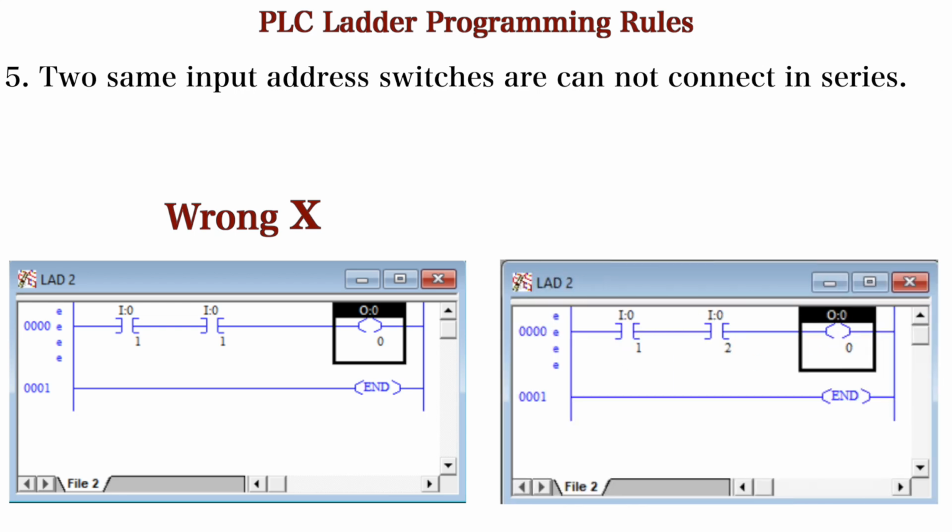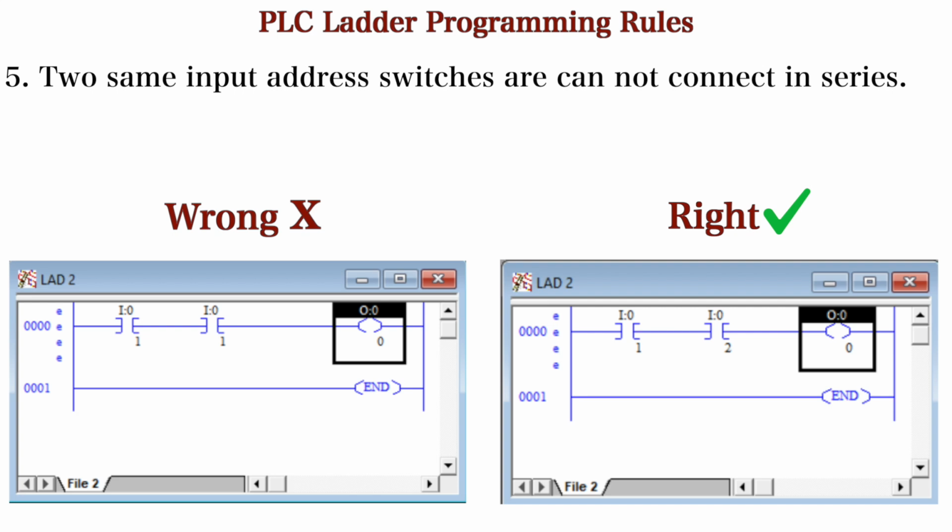In the second figure you can see we have connected the two input switches in series, but we have given them different addressing. The first switch has the address I0:1 and the second input has the address I0:2. This means we can connect two inputs in series, it's valid, but you can't provide the same addressing to the inputs connected in series.